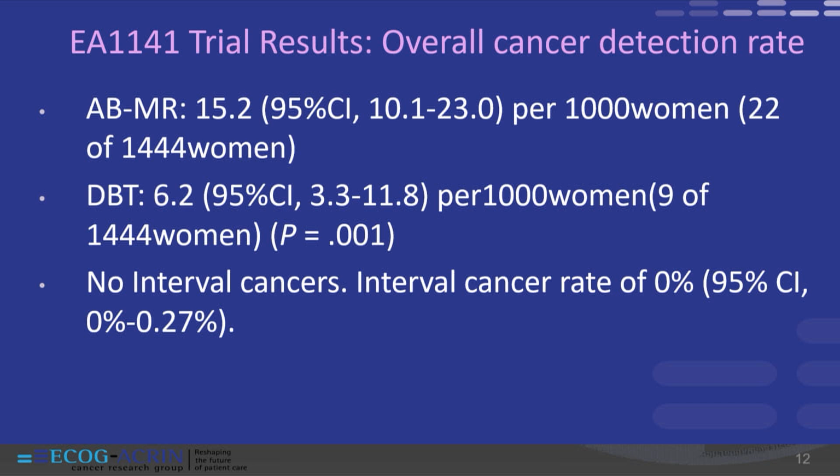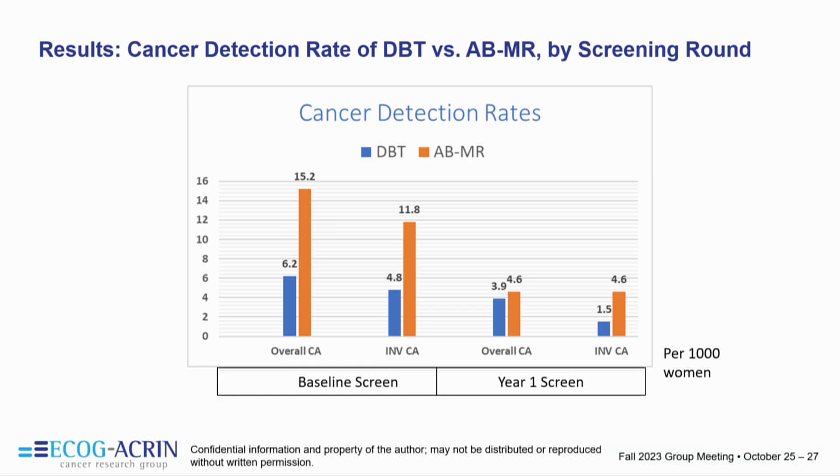And there were a little over 15 per 1,000 cancers detected by the ABMR, and only 6 per 1,000 detected by the DBT with no interval cancer. So it's a pretty powerful jump in sensitivity.